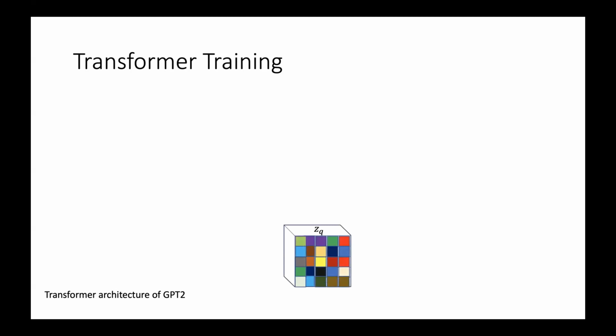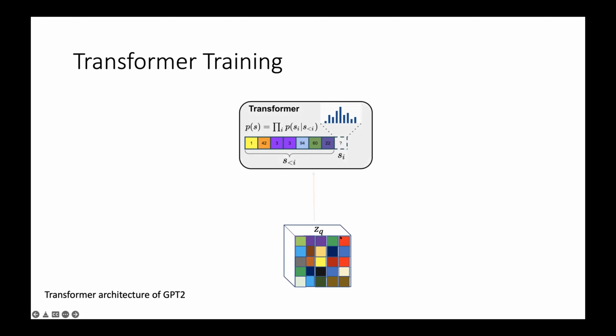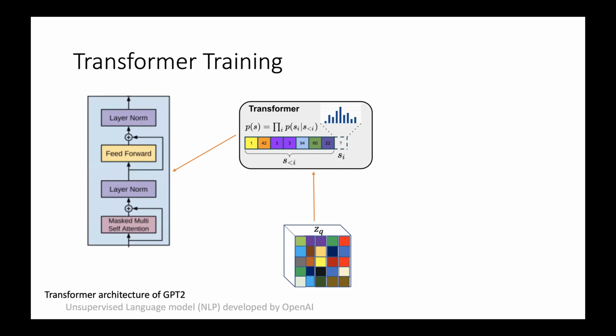For training this transformer, they used just the ZQ, and Kasun will go through it in detail. This transformer is directly trained from the ZQ, nothing more. The architecture of this transformer is from GPT-2, the unsupervised language model in the natural language processing realm developed by OpenAI.